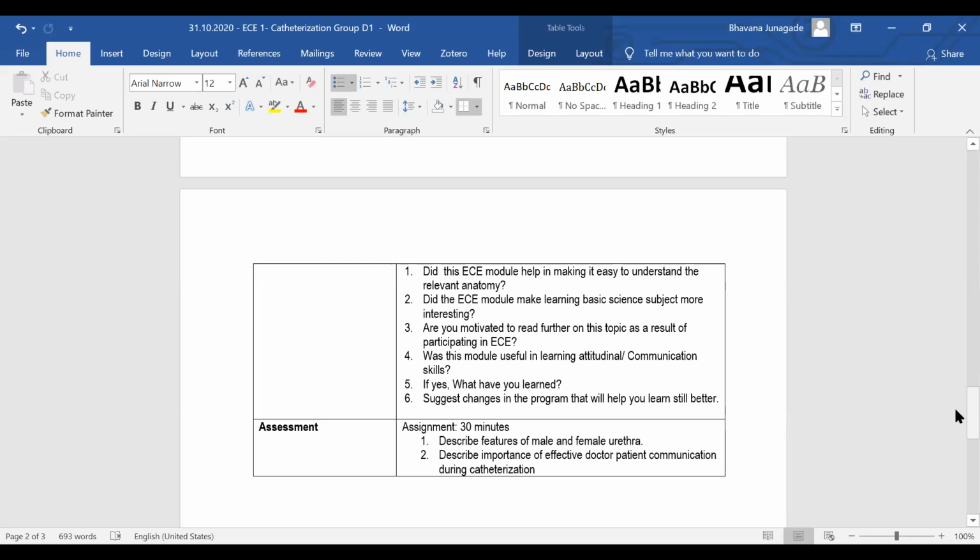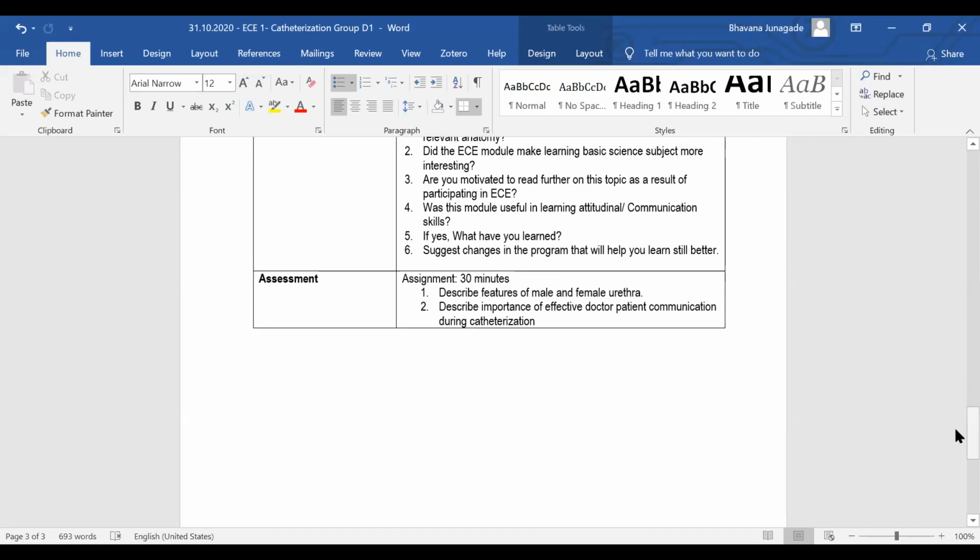Was this module useful in learning attitudinal or communication skills? If yes, what have you learned today? Suggest changes in the program that will help you learn still better. Then assessment will be, again, assignment will be given for 30 minutes.